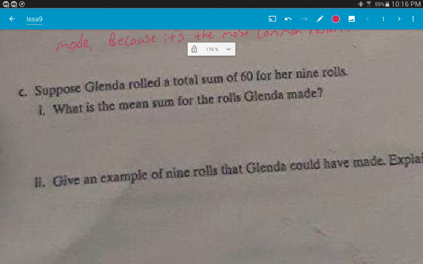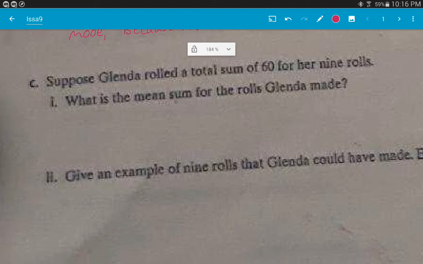Suppose Glenda rolled a total sum of 60 for her 9 rolls. What is the mean sum for the rolls that Glenda made? The mean sum, so when they say mean, they mean average. And the way that we find the average is we're going to take her total sum of 60, and we're going to divide it by her 9 rolls.